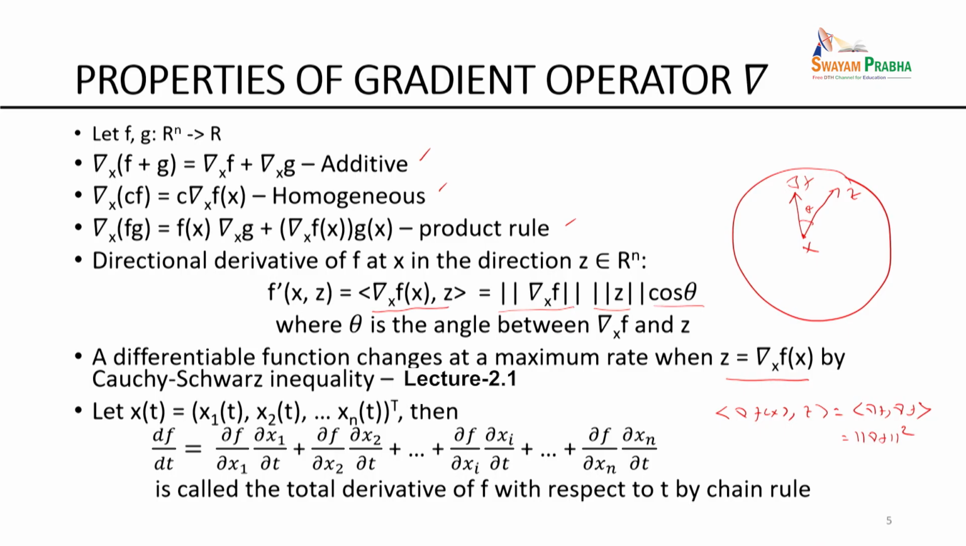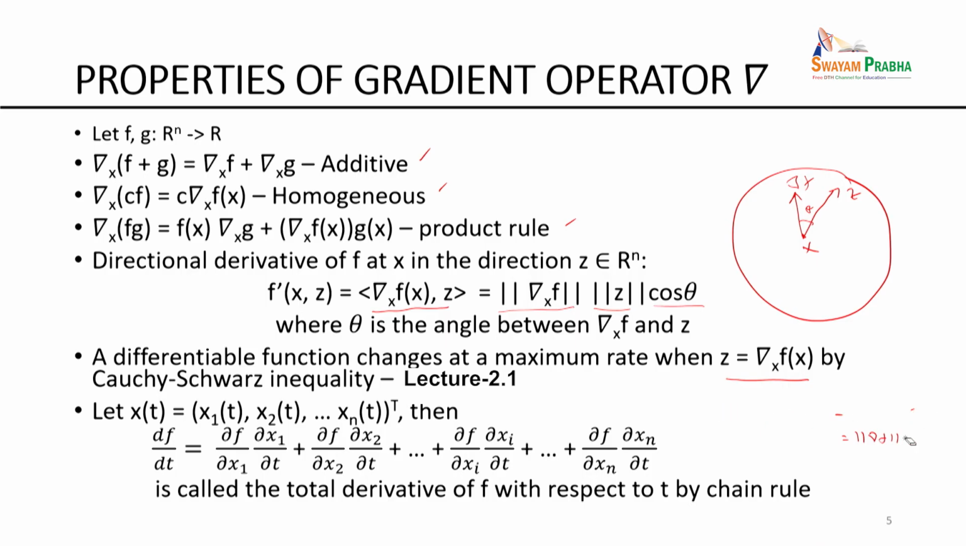Now I'm going to consider a function of a function. Let t be the time variable. X of t is a function of time. X of t is a vector: x1 of t, x2 of t, xn of t. So I have a vector, each of whose components changes as a function of time. So I can now consider a function.